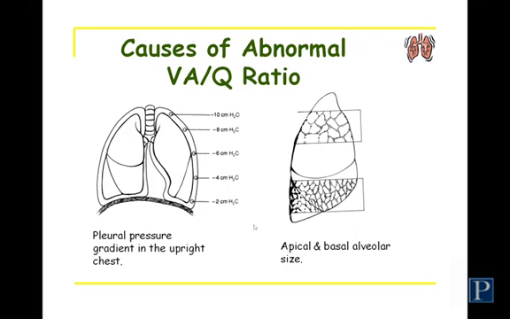Because of the effects of gravity, we have differences in the pleural pressures as we go from the apex to the base of the lungs. And if you zoom in and look at the lung tissue, this is just someone who just exhaled. You'll notice that the alveoli are more inflated up here at the apex than down here at the base.